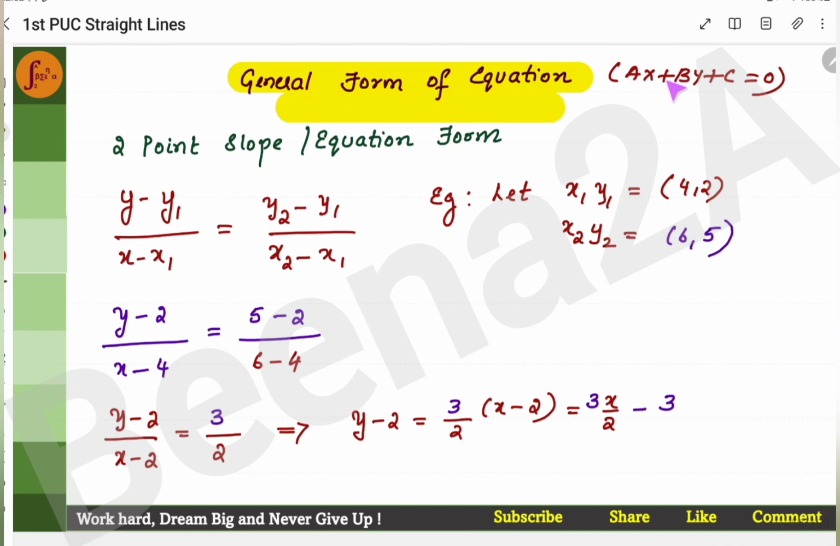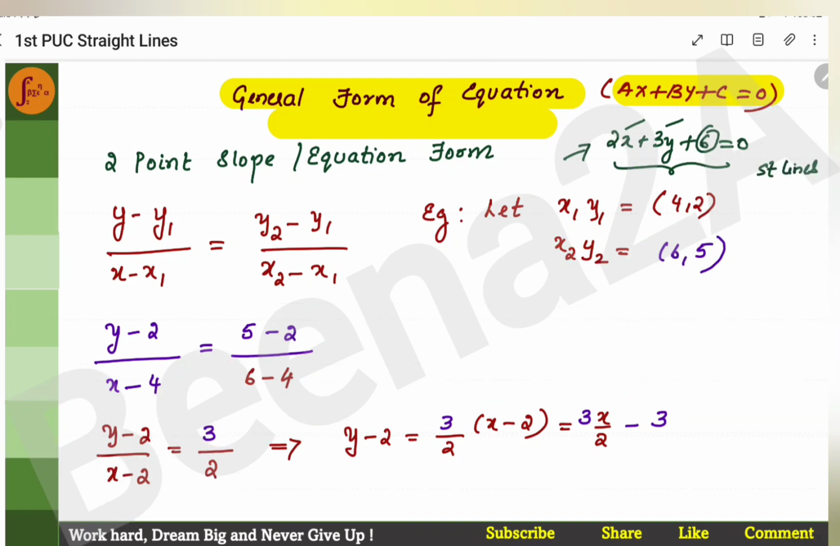The general form of equation is ax plus by plus c is equal to 0. You would have noticed that the equation of a straight line would be something like this: 2x plus 3y plus 6 is equal to 0, or something like this. You have x, you have y, and then you have a constant. So this form of equation is the general form of equation for straight lines.